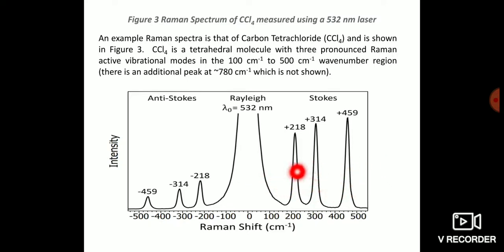So here you can see these 3 pronounced Raman active vibrational modes are present here. These are Raman active vibrational modes, right? These are present from 100 to 500 centimeter minus 1. So these Stokes lines are considered. These Stokes vibration modes are considered, right? There is an additional peak at 780 centimeter minus 1, which is not shown here.